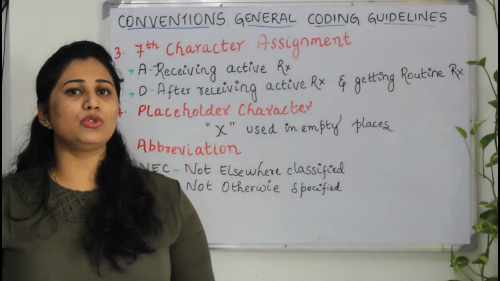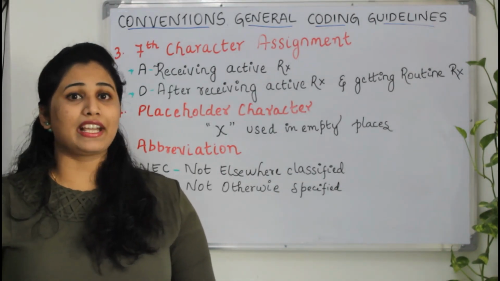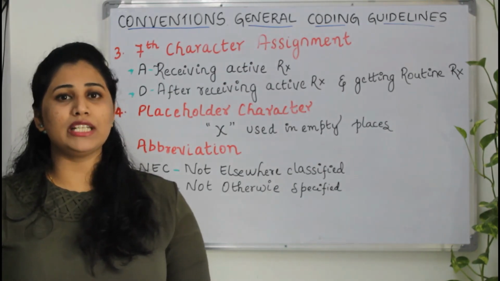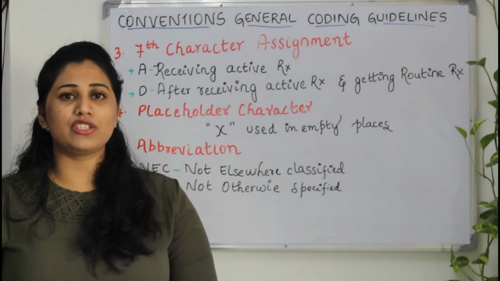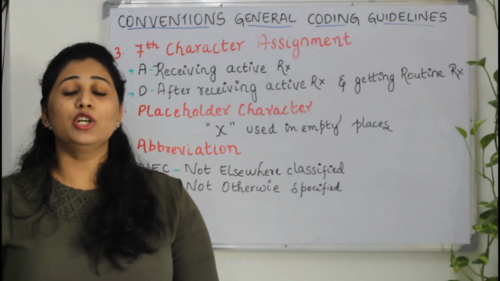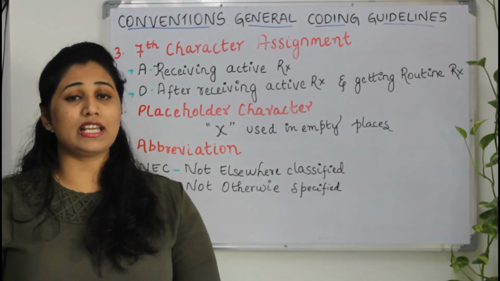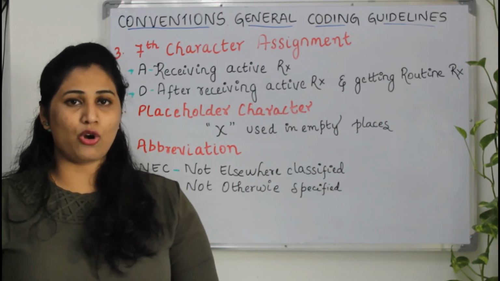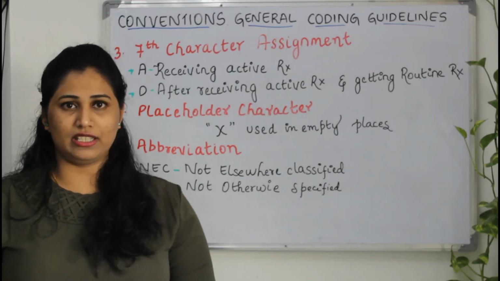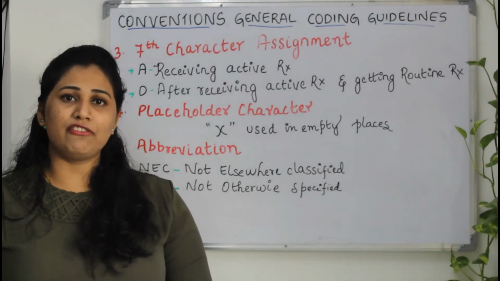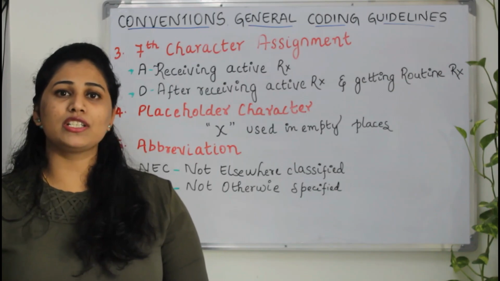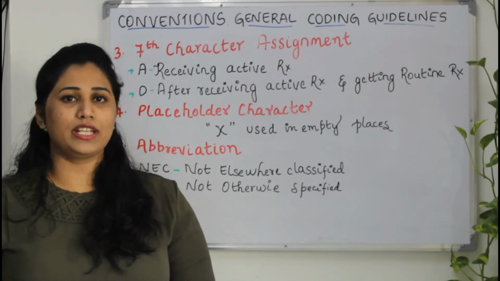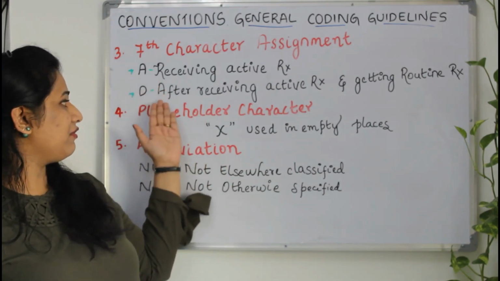So the main thing is you need to understand the difference between active care and routine care. Active treatment means currently the patient is taking treatment for that particular condition. That means the disease condition has not subsided; it's still ongoing and the patient is taking treatment for that. Routine care means everything was healed and the patient is coming for a follow-up. So that is alphabet A and alphabet D.